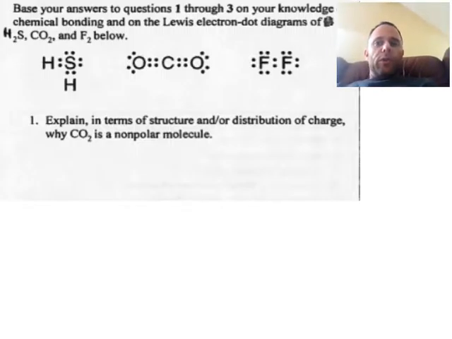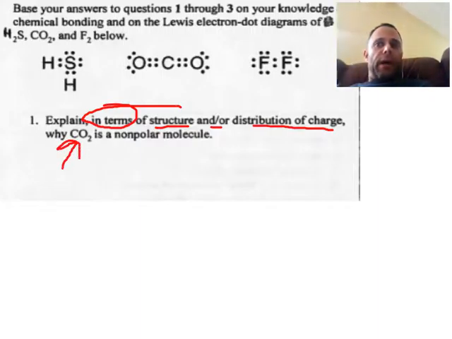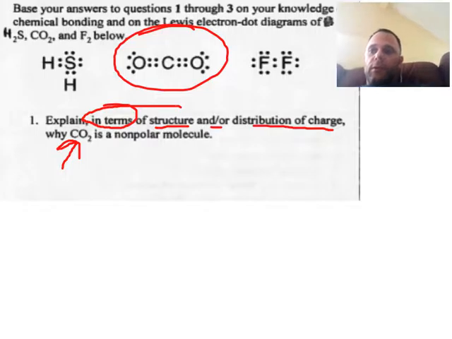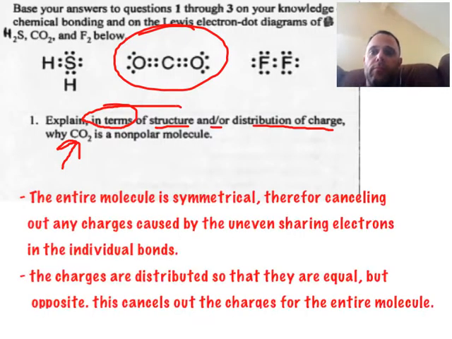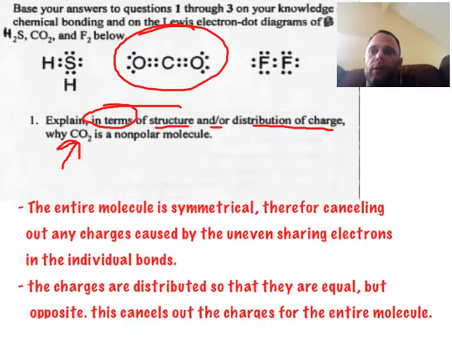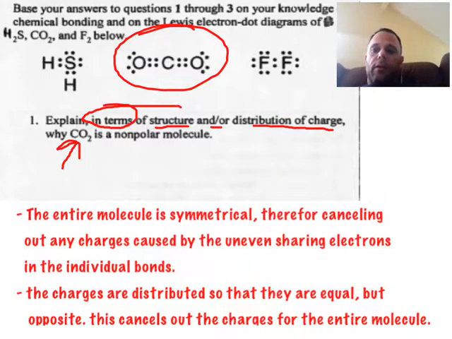What's important to note here is that it says in terms of. So you must discuss structure and/or distribution of charge. And what are we talking about? CO2, carbon dioxide. I prepared my version of what would be an acceptable answer, and if you said anything similar to this, it would be fine as well. So, what did I write? The entire molecule is symmetrical.